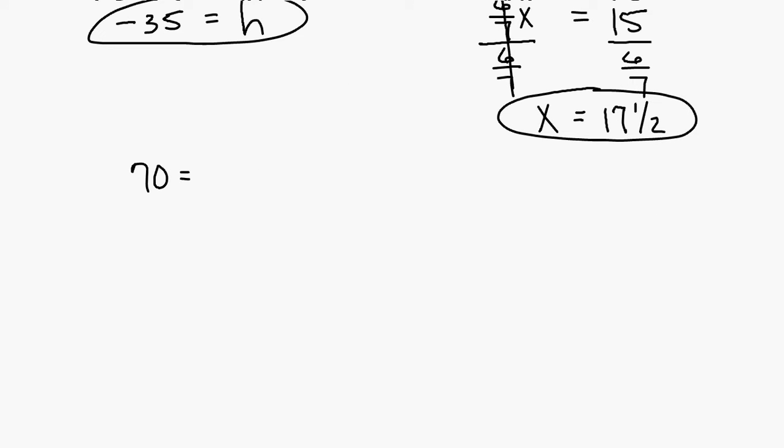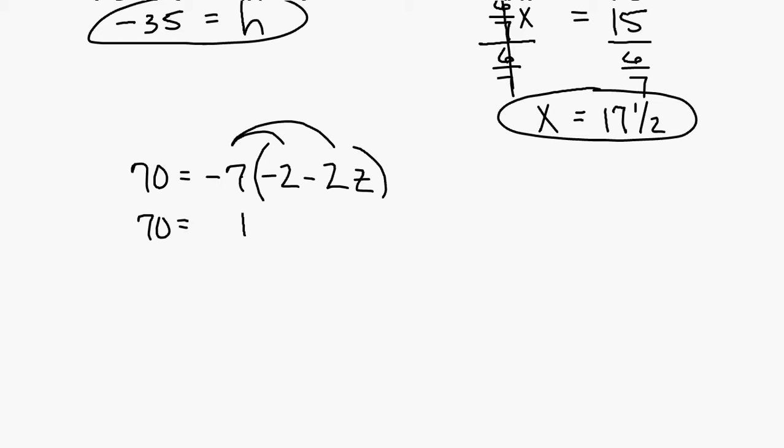70 equals -7, and then inside parentheses you have -2 minus 2z. In this problem, you need to do the distributive property first. So the 70 comes down. In your calculator, you do negative 7 times negative 2. It's 14. And then you've got negative 7 times negative 2z again. That's going to be a positive 14z.